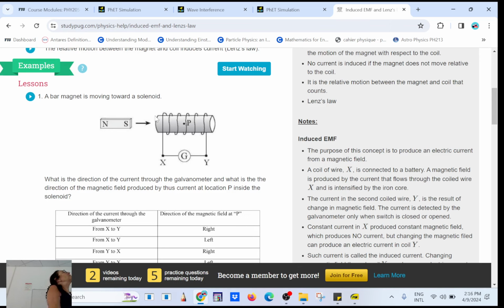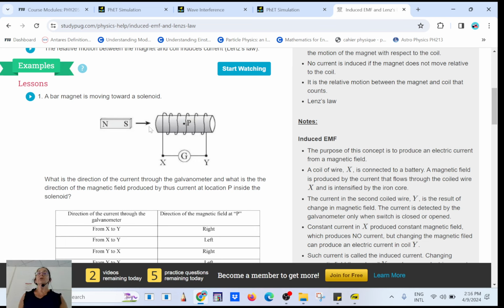So it's going to be repelled, right? So it's going to flow this way. Now you have a south here and it will repel the south. Is that clear? So the current is going to flow in this direction, from X to Y, in the circuit. Is that clear?